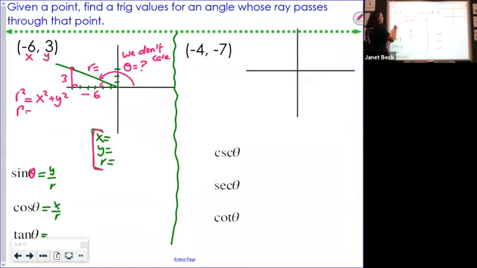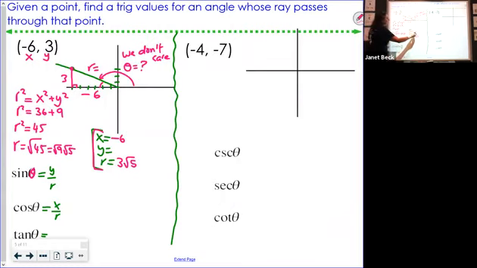So r squared is -6 squared, which is 36, plus y squared, 3 squared is 9. So r squared equals 45. r is going to be the square root of 45. Now simplify that. 45 is actually 9 times 5. So we're looking for the square root of 9 times the square root of 5. Our radius is 3 square root of 5. And we were given the x, and we were given the y. So now we can find any trig function.